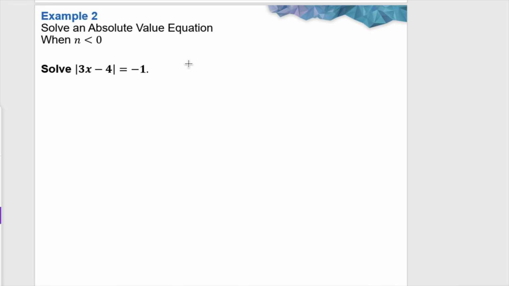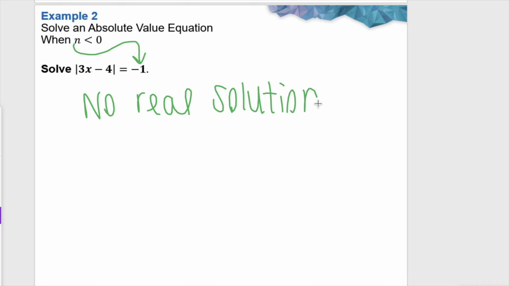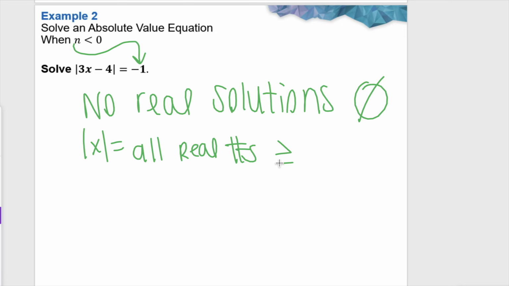Sometimes we will get an absolute value equation where the variable n, which is this number right here, is not greater than 0 or greater than or equal to 0. Instead, it is less than 0. And whenever we come up with this set of equations where the absolute value is all by itself, so it says the absolute value of this has to be equal to negative 1, we need to say that there are no real solutions. Or you might even see it in your book as this letter O with a cross through it, remembering that the absolute value of x has to be equal to all real numbers greater than or equal to 0.